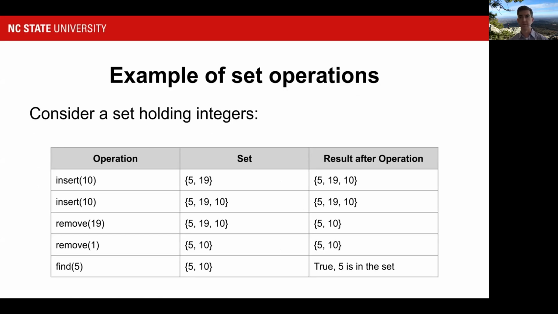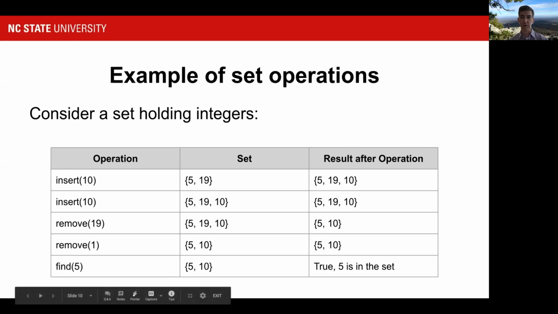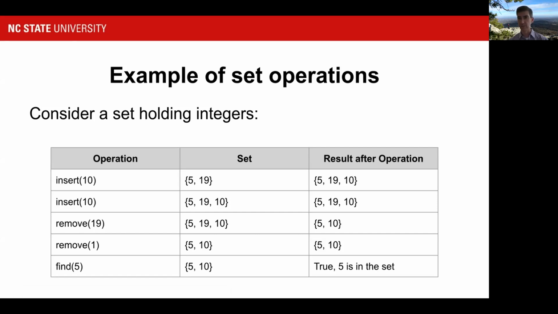Okay, so here's an example of some set operations. Let's say that I have a set of integers, and I insert 10. If my set already has 5 and 19, then after inserting 10, my set might be 5, 19, and 10. If I insert 10 again, the result is just 5, 19, and 10, because I can't add 10 a second time to the set. Then if I remove 19, the 19 that was in the set gets taken out, and now I just have 5 and 10. If I try to remove 1, there is no 1, and so nothing happens. I'm still left with the same set.